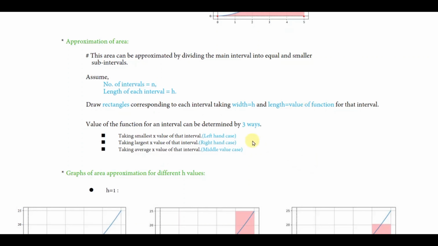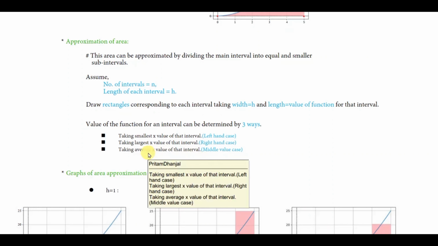The first case is when we take the smallest x value and take the value of the function for that whole interval corresponding to that lowest x value. The second case is when we take the largest value of x and correspond the value of the function to that whole interval according to that value. In the third case, we can take the average of that small interval and find the value of the function for that middle value and allocate that value of the function for that particular interval.